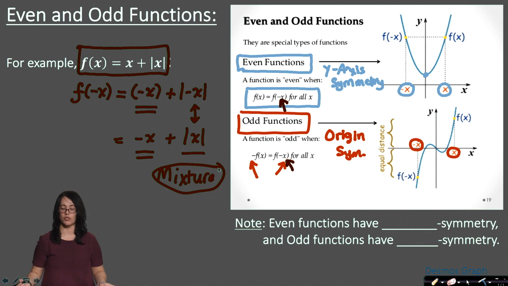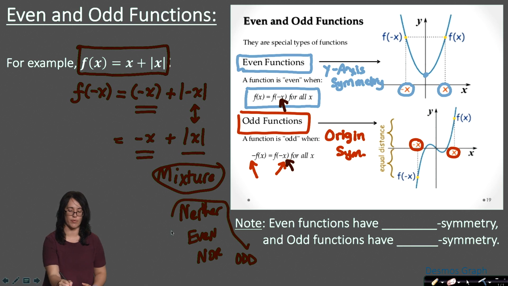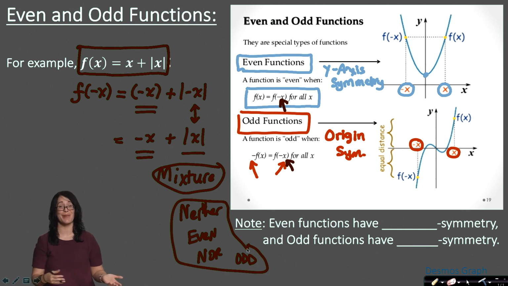So if we have a mixture, we would say, if you remember from the past, this has no y-axis symmetry, and it has no origin symmetry. So it's neither even nor odd. So we would say neither. Neither even nor odd. Okay, that was kind of a boring one, but I wanted to show you a complicated one like that. It's not super hard, but where you have a mixture of things happening. So it's not quite as obvious.